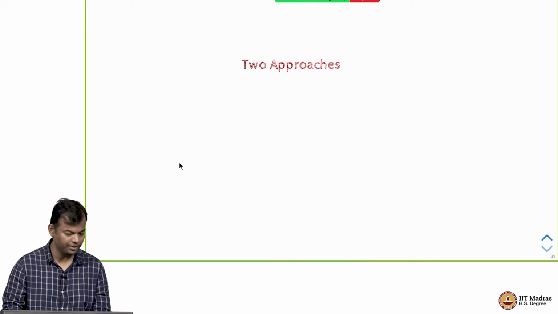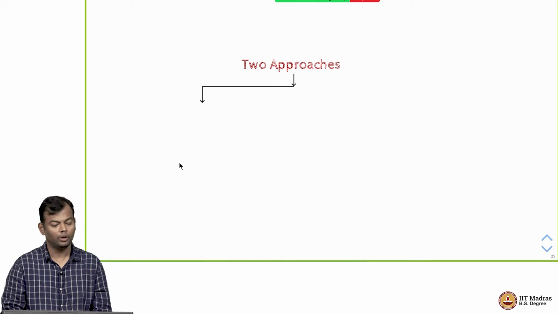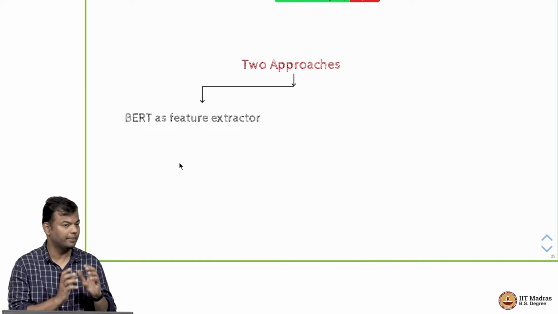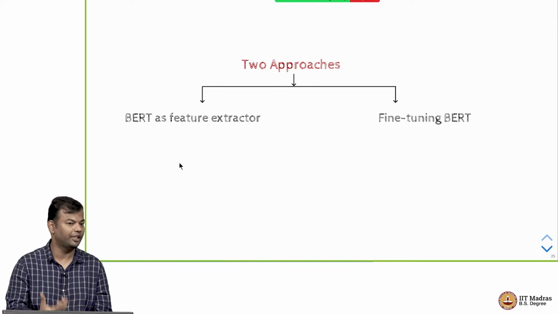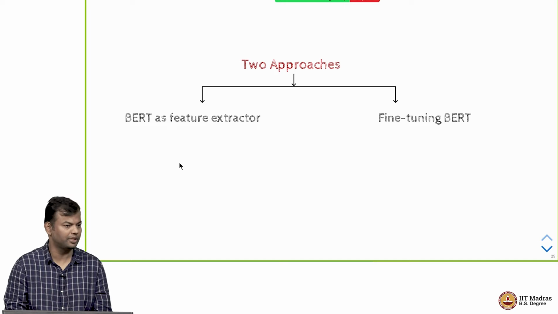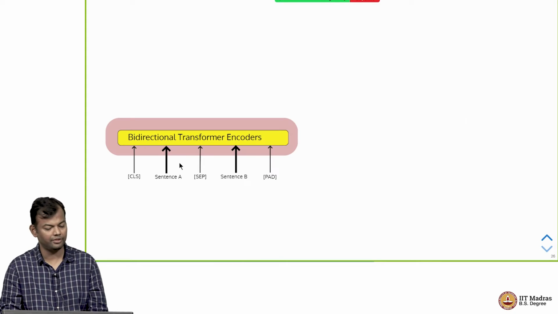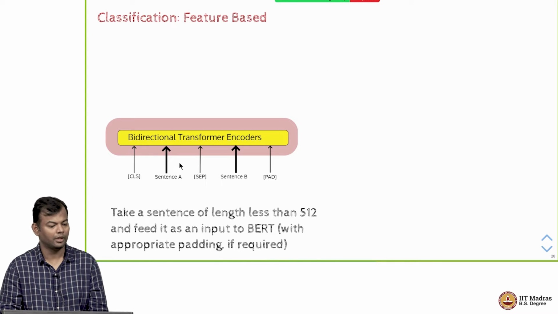There are two approaches which were popular at that time. One was known as using BERT as a feature extractor, so we will see what that means, and the other was fine-tuning, and this fine-tuning is what we had also seen in the context of GPT. This you are sort of familiar with, but we will just revisit it in the context of BERT, and we will also see what feature extraction means. So first let us look at feature extraction.